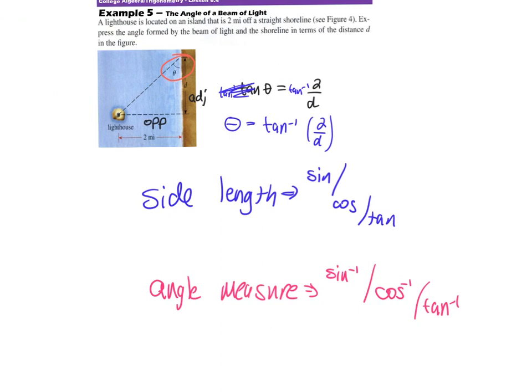You guys have done right triangle trig a million times, just depending on what you're looking for. If you're looking for side lengths, you use sine, cosine, tangent. If you're looking for angle measures, you use the inverse. Make sense? Okay.